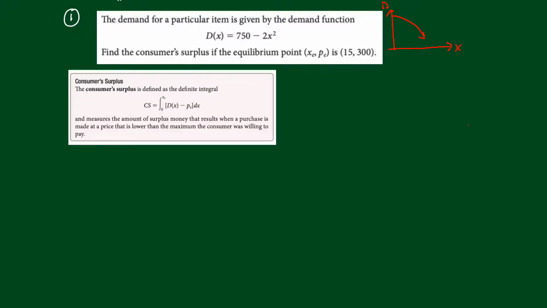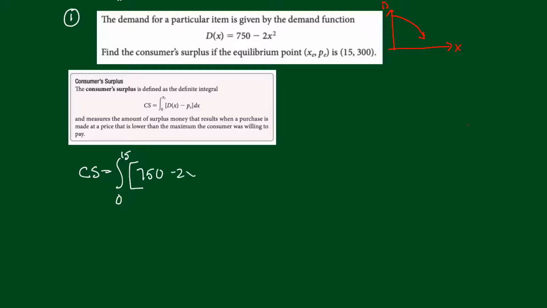So we're asked to compute the consumer surplus at that equilibrium point, and here's the definition of consumer surplus. It's going to be the integral from 0 to the X value of the equilibrium point, which is 15 for us, of the demand function minus the equilibrium price. So let's do that here. We're going to say that the consumer surplus is the integral from 0 to X sub E, which is 15, of, now what have we got? It's going to be the demand function, and the demand function is this one up here, right?